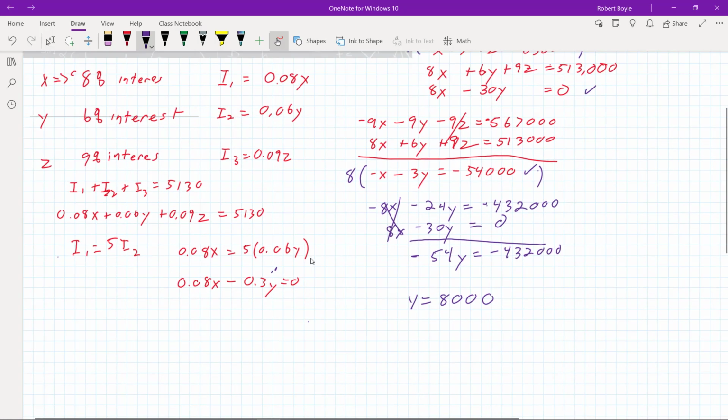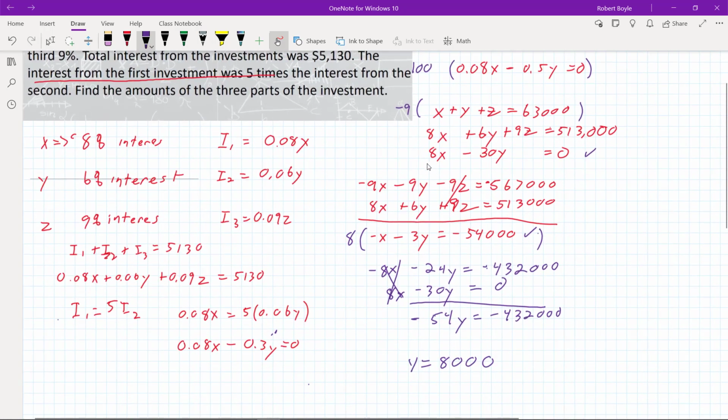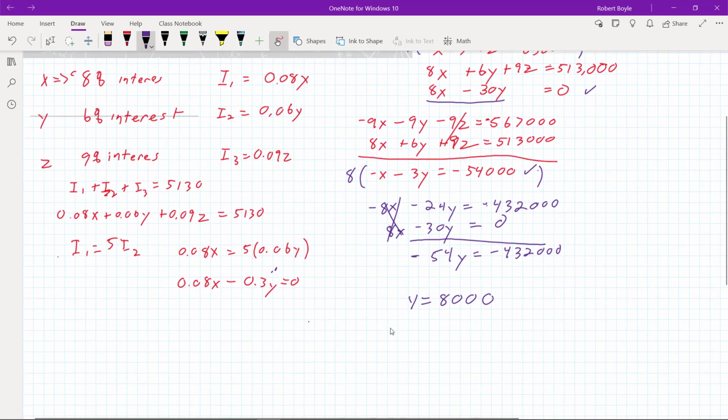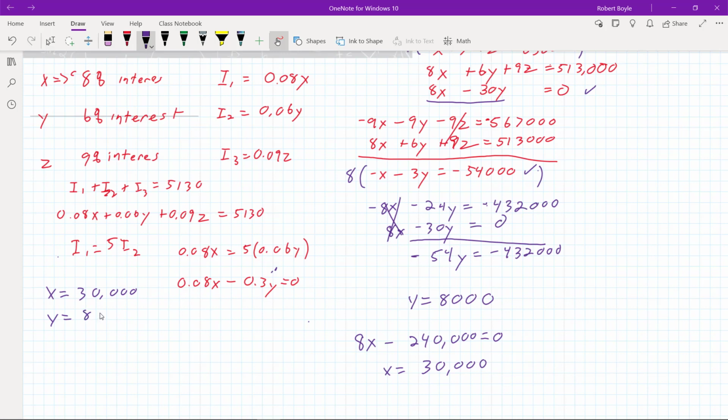Now we can go ahead and figure out what x is. And of course we can use this equation to figure out what x is. And there we will have that 8x minus 30 times y, which is going to be 240,000, is equal to 0. And that means that x is going to be equal to $30,000. Okay, so we have that x is equal to $30,000. That's the amount for the first investment. We have y is equal to $8,000.